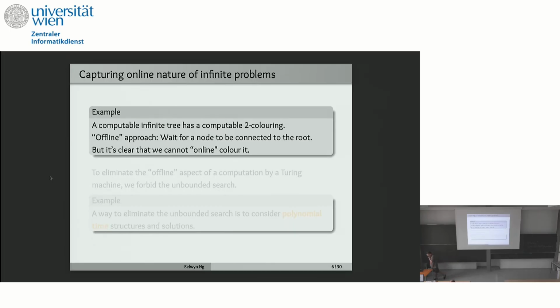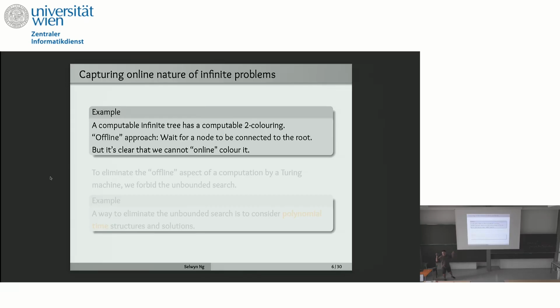If you have a computable infinite tree, not a forest but a tree, then that has a computable two-coloring. This is quite obvious. But how would you do this? If you think of the vertices of the tree as being presented one at a time, then as vertices arrive, you want to try to color each vertex. You know the whole tree is infinite, of course. But to do it, you actually don't need to see all of it.